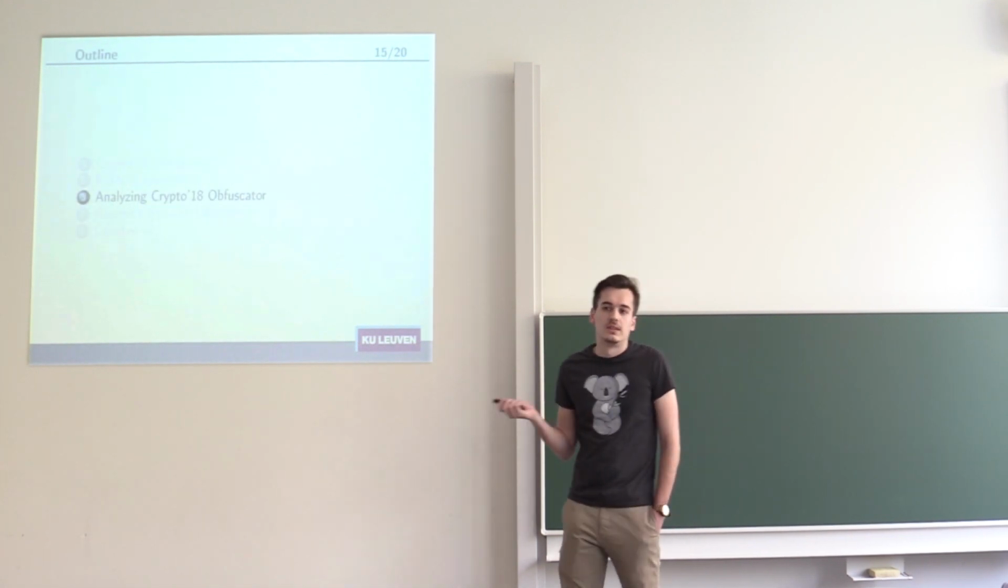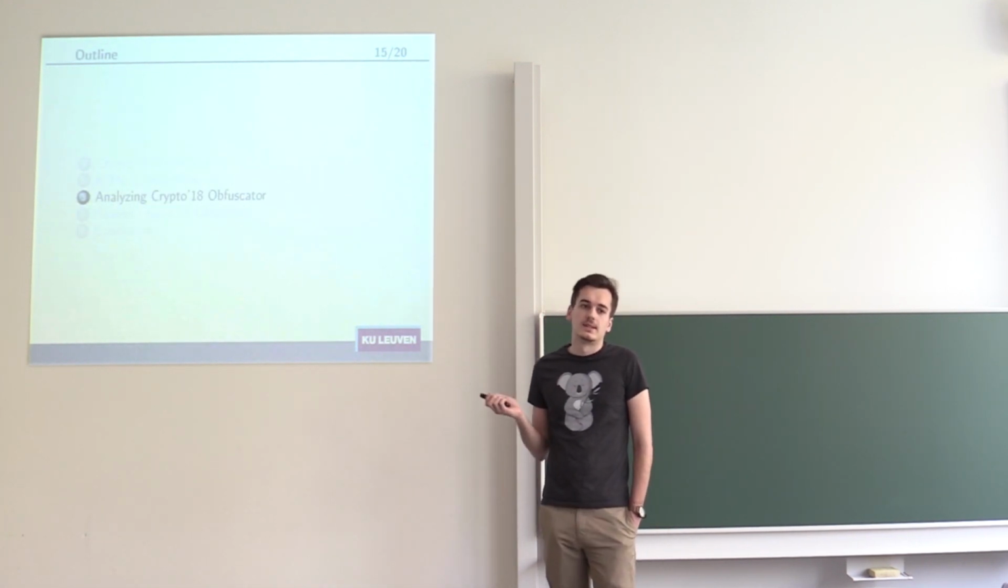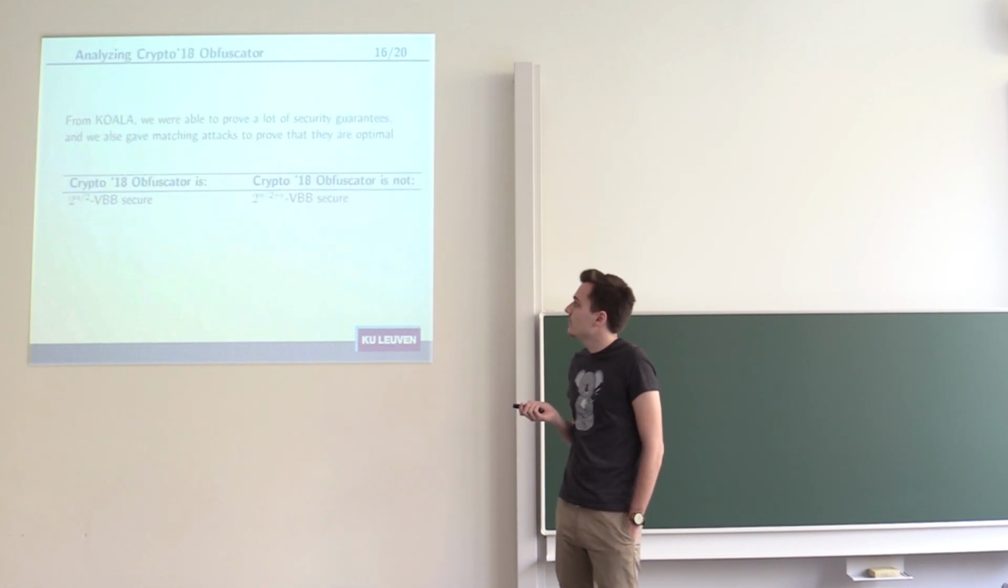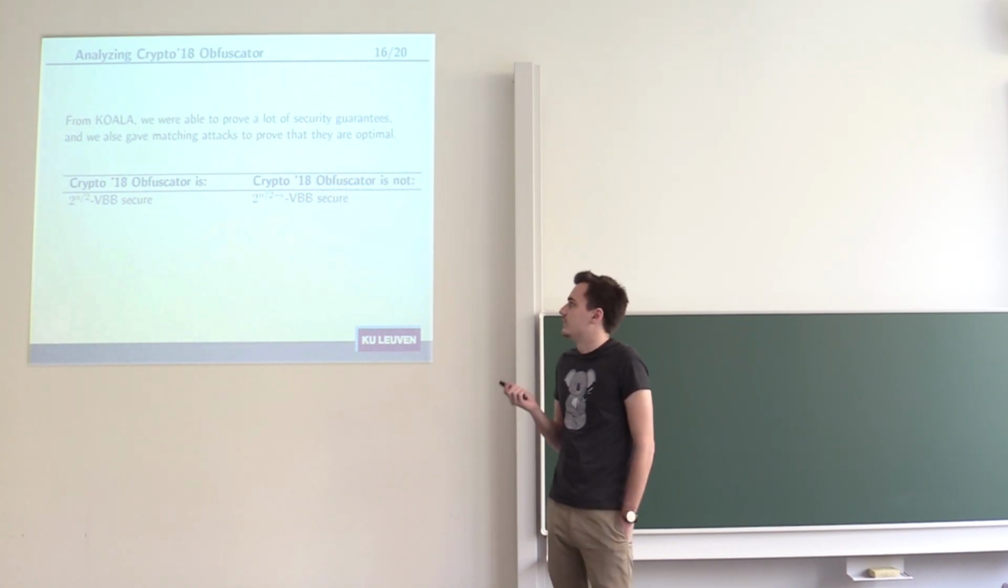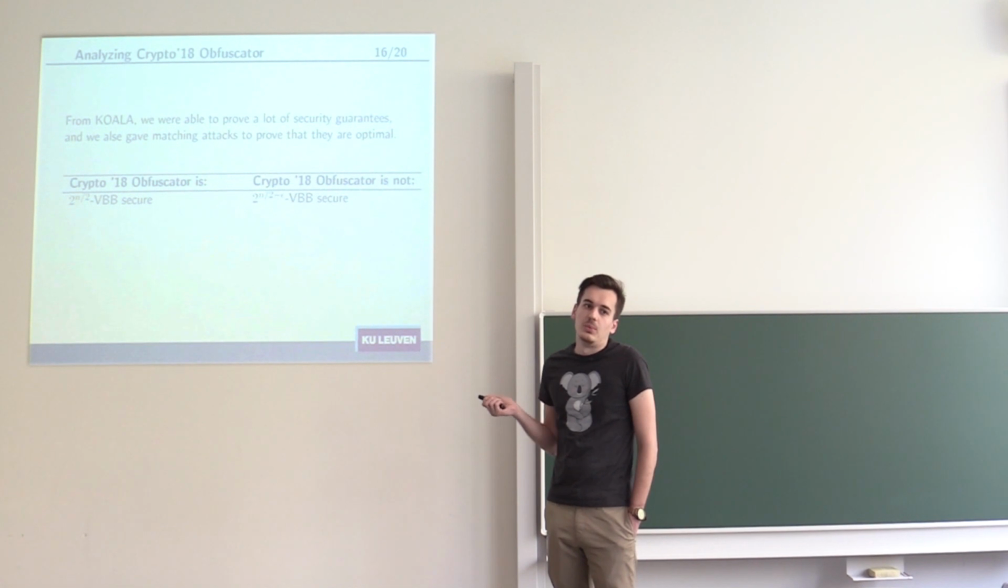Okay, so now we're going to look at this obfuscator that I explained at the beginning. And I'm not going to go into the details because it's a lot of technical results. So I'll just give some of the results. We prove from Whadda that the scheme is 2 to the power n divided by 2 VBB secure.